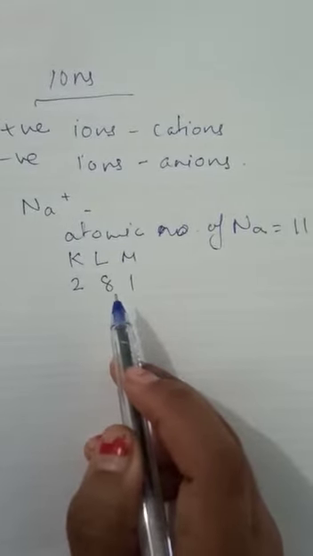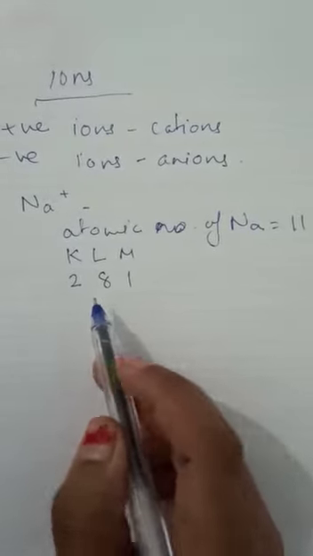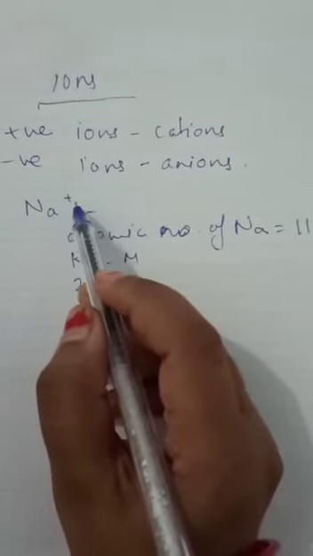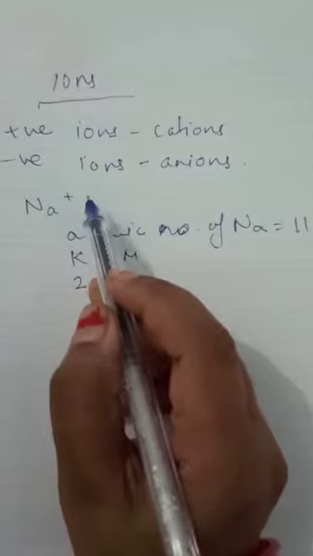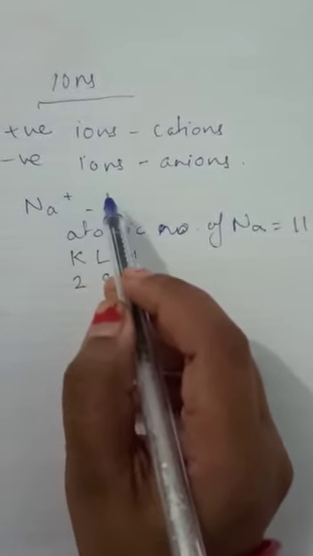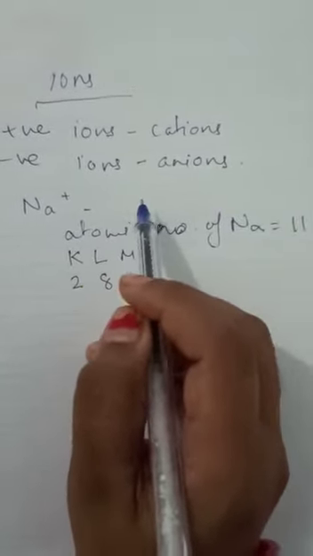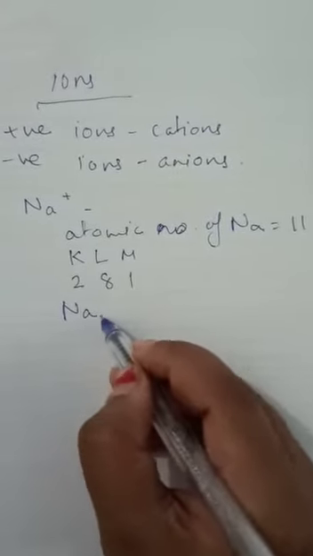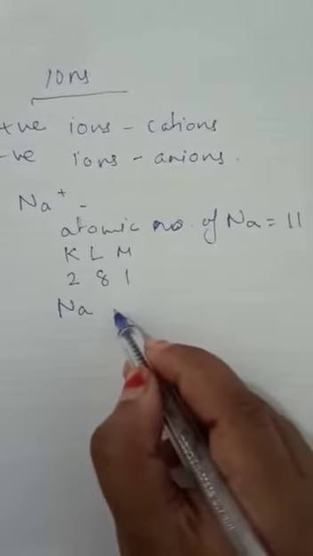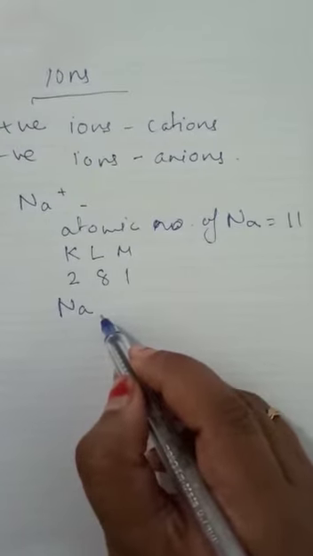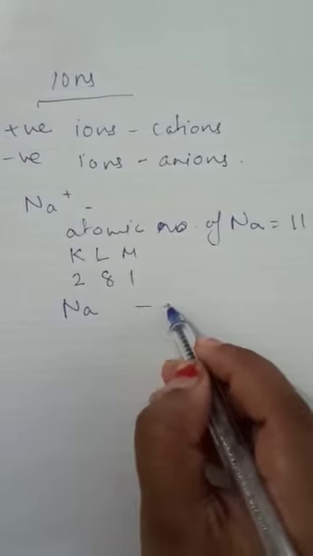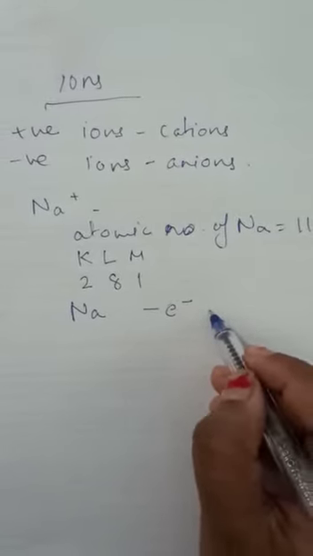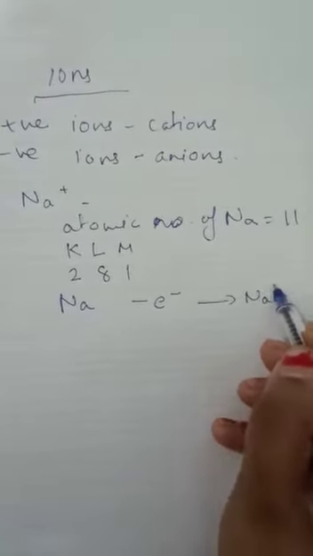Now, as you can see here, there is one positive charge. It means that one electron from the outermost shell of this atom has been removed. Let me show you through these symbols. In sodium, when we remove one electron from it, we get the sodium positive ion.